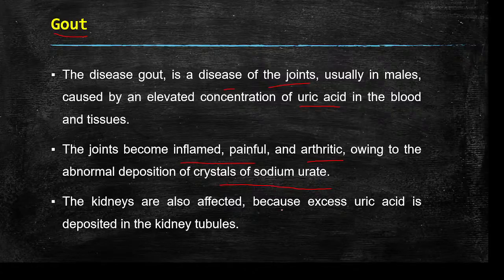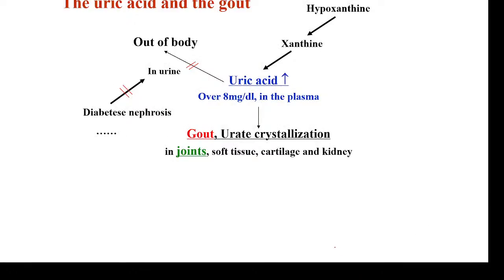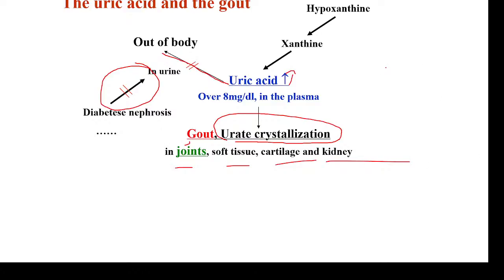The kidneys are also affected because excess uric acid is deposited in the kidney tubules. Okay, so in gout, what happens? So uric acid that is formed, there is blockage of elimination. Okay, so that is not released into the urine. So uric acid is elevated. And in case of diabetes nephrosis also, what happens? So uric acid is not eliminated. So in this case, urate crystallization is observed, so that will accumulate in joints, soft tissue, cartilage and kidneys.